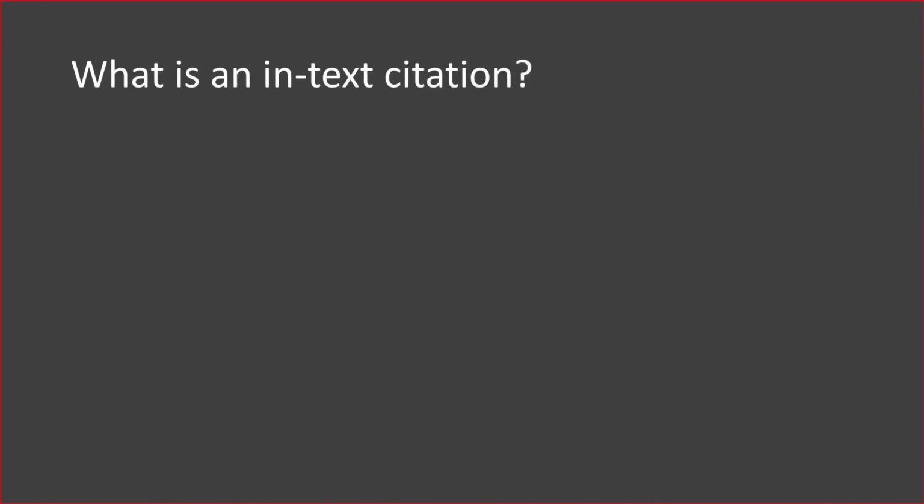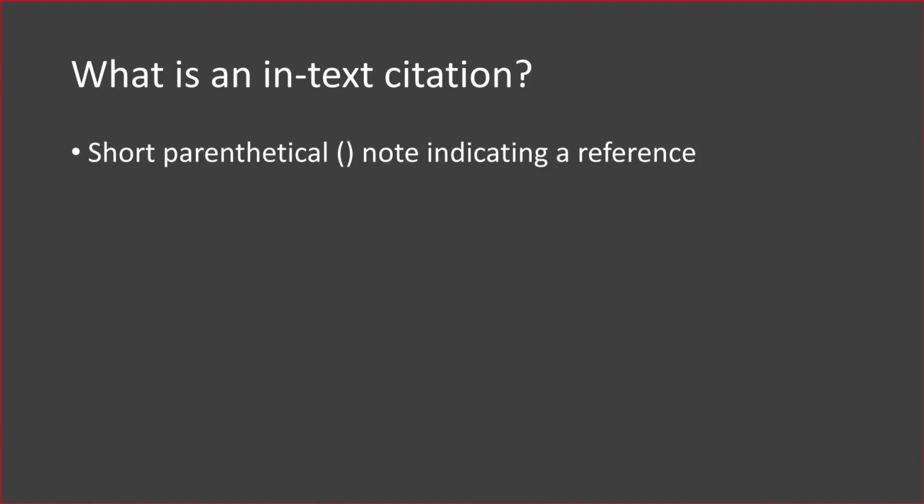Alright, another question you might see is, what is an in-text citation? So an in-text citation is a short parenthetical, which simply means something surrounded by parentheses, that is a note indicating a reference. So in your essay, when you quote somebody, you follow it up with an in-text citation saying, this is the source. And the in-text citation serves as a reference point for you to return to your works cited page and say, okay, that quote was referring to this more detailed citation at the end of my work. So that way I can look it up.